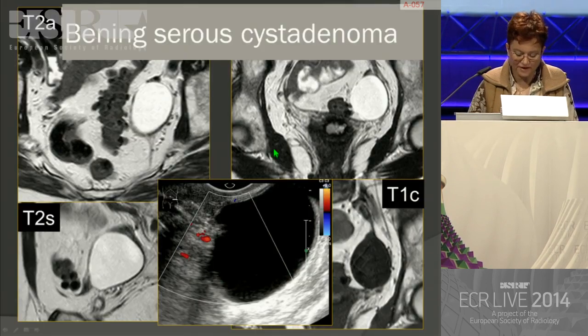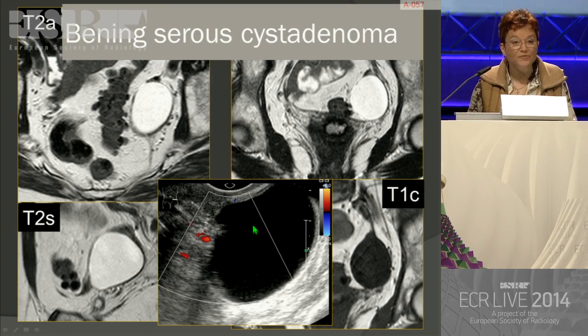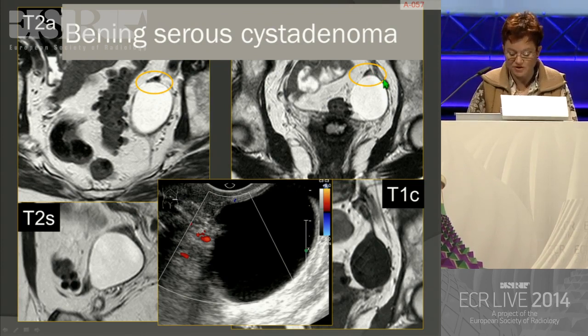Here is an example, again, of the benign serous cystadenoma. And you can see that in this case, it's not a cystadenofibroma, because this enhancing portion does not correspond to being part of the cyst, but it's the normal ovarian parenchyma protruding inside the cyst, which often happens in postmenopausal women. So this is a common pitfall in ultrasound, where you see the normal ovarian parenchyma making a pseudo-vegetation inside the cyst.